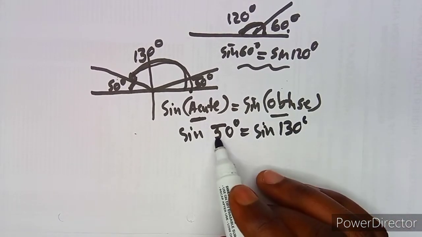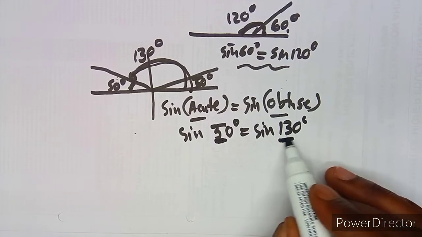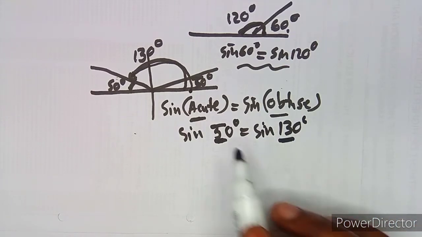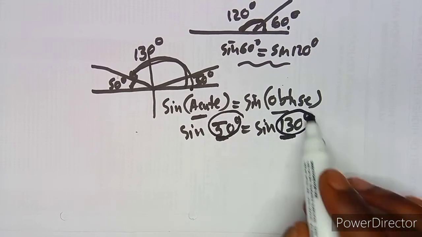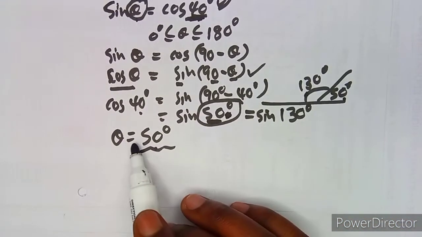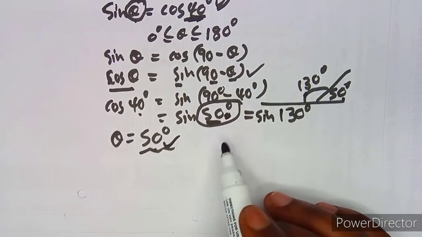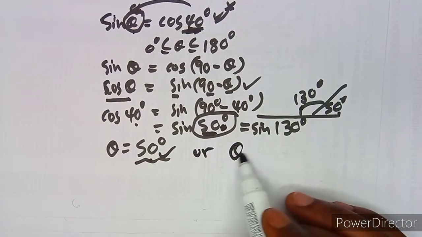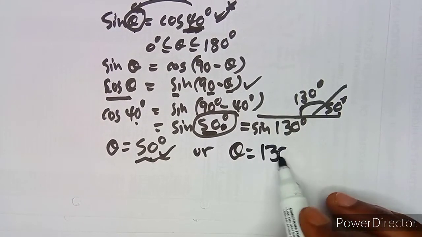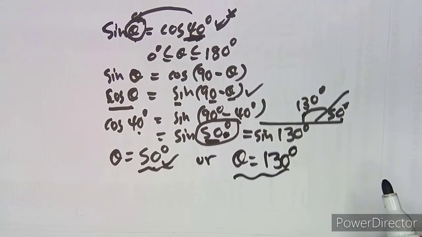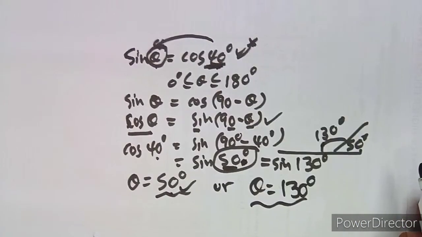So if we are saying that sine 50 degrees is equal to sine 130 degrees, what does this mean? It means this theta of 50 degrees can also be 130 degrees. These two are equal. So this is the other angle that you're going to have. If theta is 50 degrees, another theta is going to be 130 degrees. So these are the two possible values when you are working with trig.